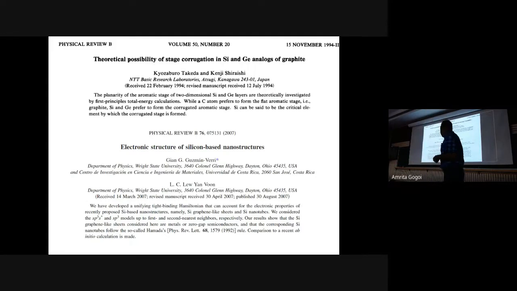In fact, one of the first references which I found, where people were actually thinking of, can we have two-dimensional silicon? And this is also a message to the young people in the audience. See, this is also how the literature changes. Look at it. This is 1994, and people are talking about silicon and germanium analogs of graphite.